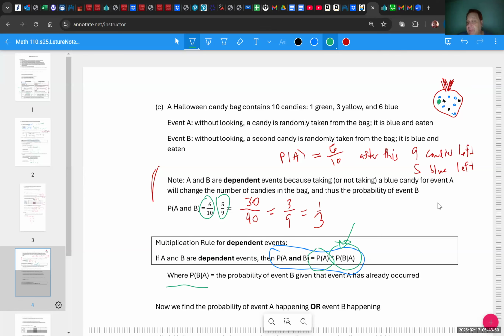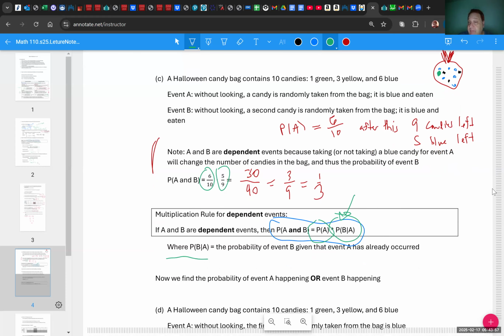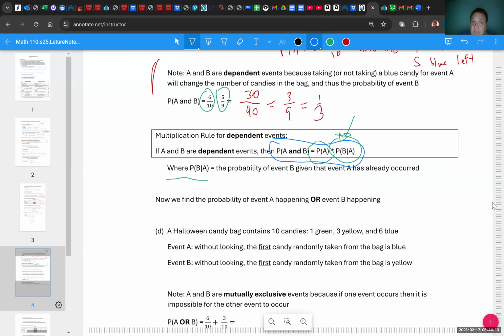Okay, so that's an example for dependent events. You just have to take one at a time and find the probability of B given that A has already occurred and multiply those two together. So those are the probabilities of A and B occurring. Let's talk about the probability that A or B happen.